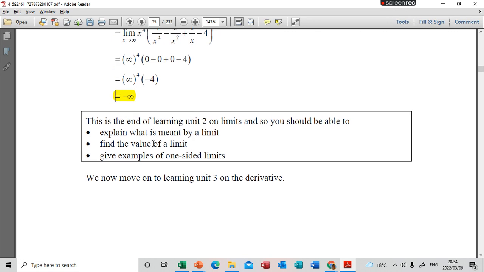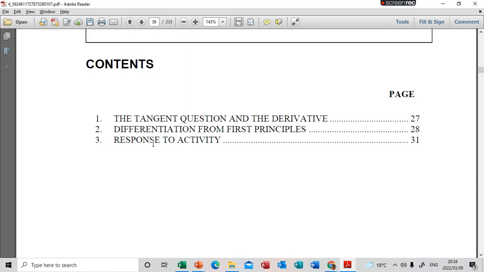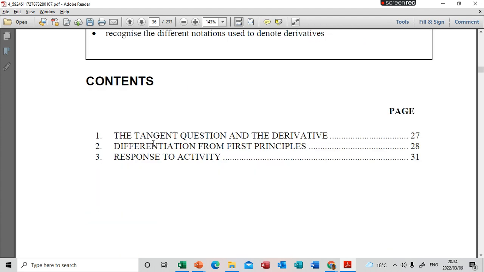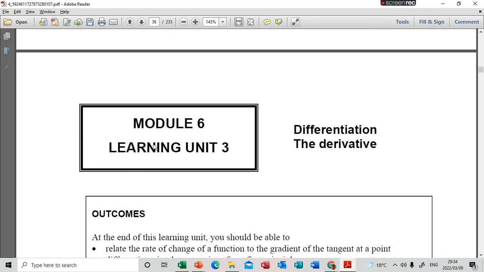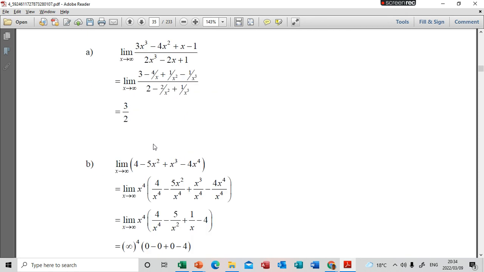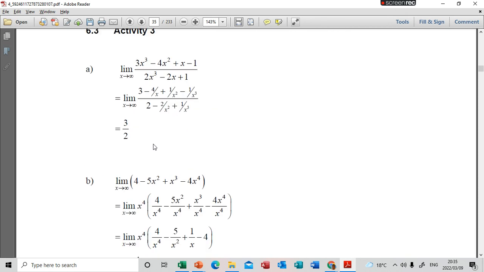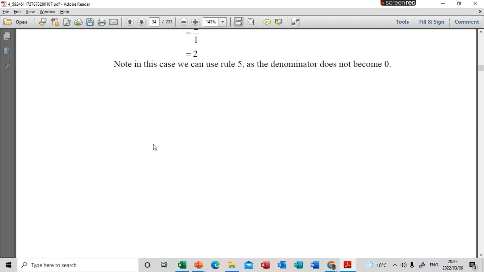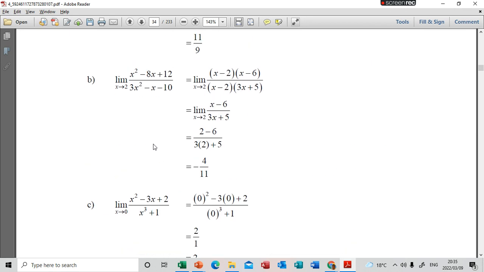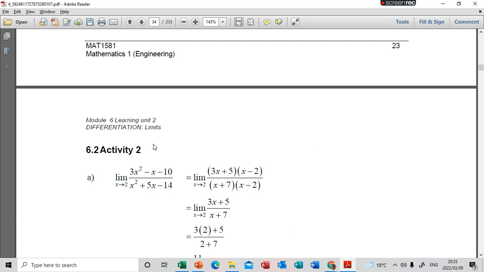So it doesn't change. What if I had minus infinity multiplied by minus 4? It was going to be positive infinity? Yes. Okay.